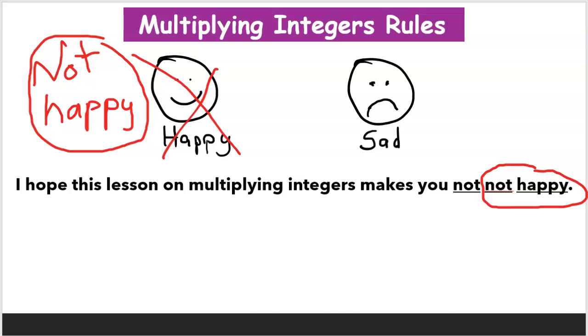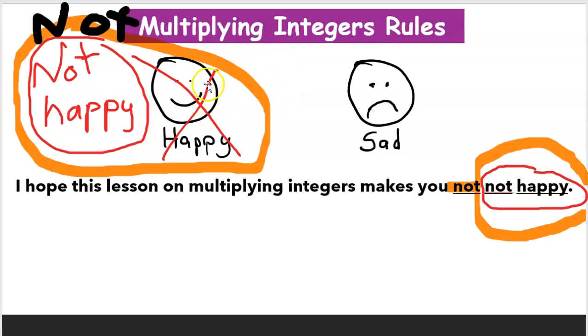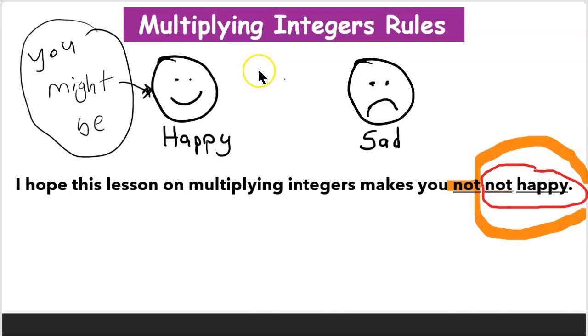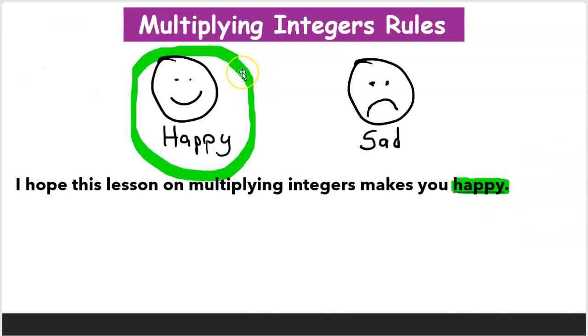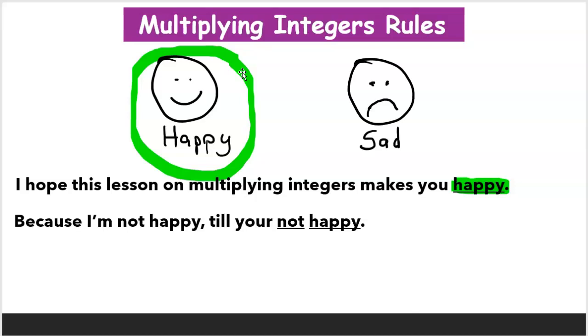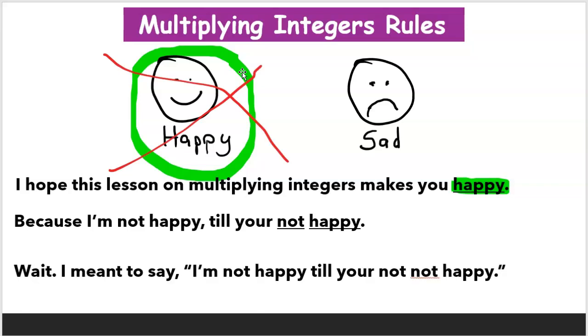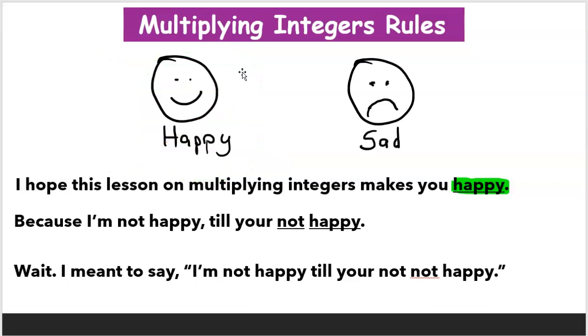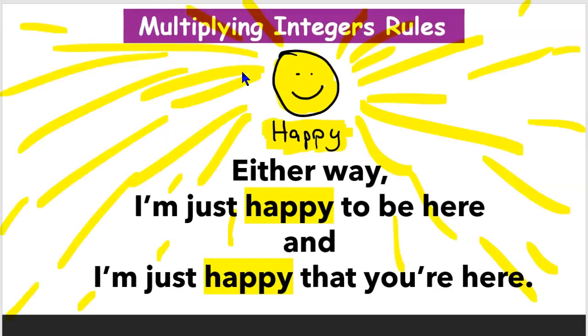What I'm talking about here is you might be sad because you're not happy. What if you're not happy? That means you're not this stuff here. So we have to take that X away, which means you might be happy, right? But to be clear, I hope this lesson on multiplying integers makes you happy, because I'm not happy till you're not happy. Oh, wait, that means you'd be not happy. Wait a second. What I meant to say is I'm not happy till you're not happy, which means you could be happy, but you might be sad. Either way, I'm just happy to be here, and I'm just happy that you're here.